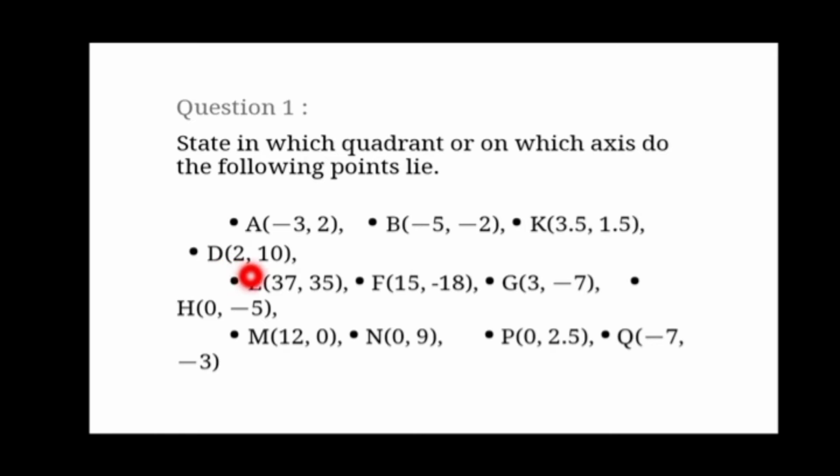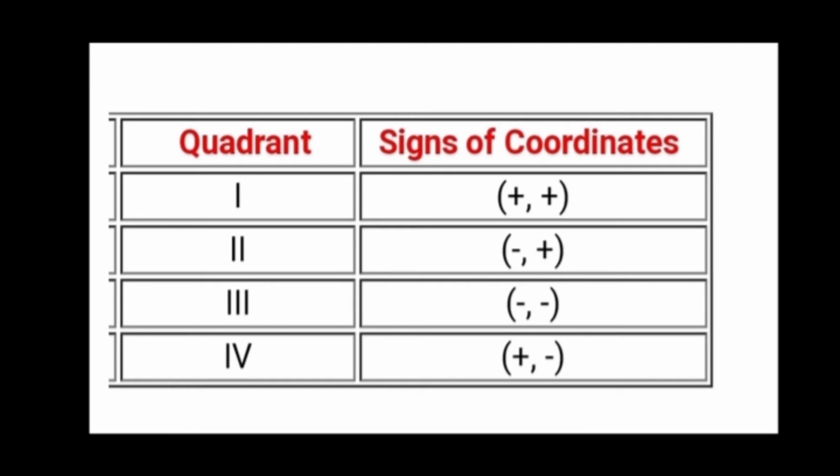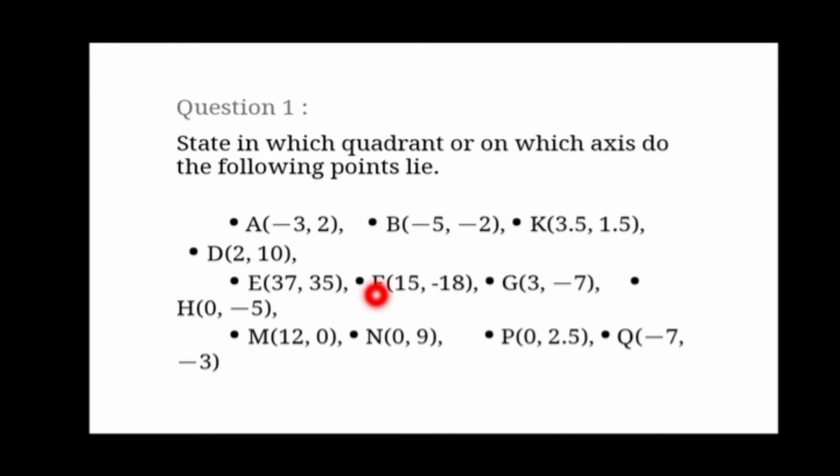In the same way, for these points D and E also, both coordinates of these three points are positive. So points K, D and E will lie in the first quadrant, right? Then point F is plus and minus, and plus and minus we get in the fourth quadrant. So point F will lie in the fourth quadrant. Again plus minus, so G will also lie in the fourth quadrant only, right?